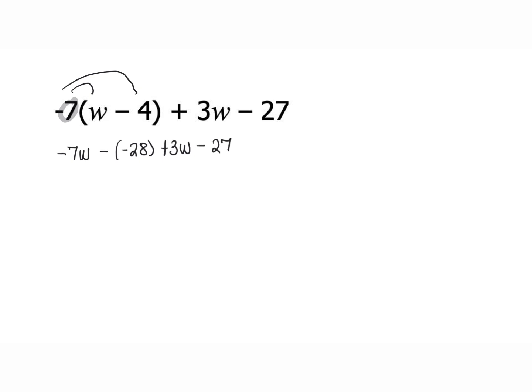And now we're going to combine like terms. First of all, we're going to note that this here is a double negative, so that becomes a positive, and we can rewrite this as negative 7w plus 28 plus 3w minus 27. Negative 7w plus 3w is negative 4w, and then 28 minus 27 is just 1.